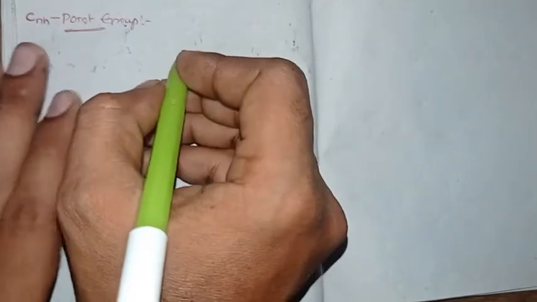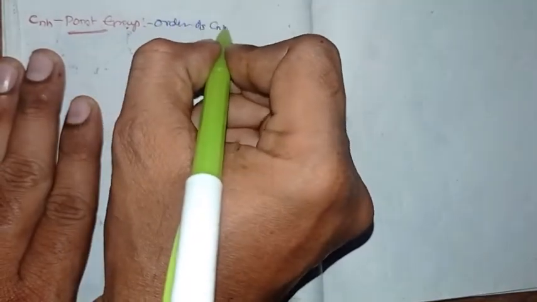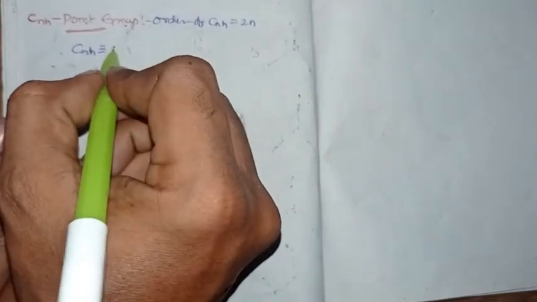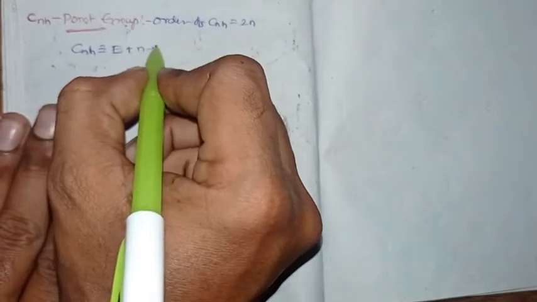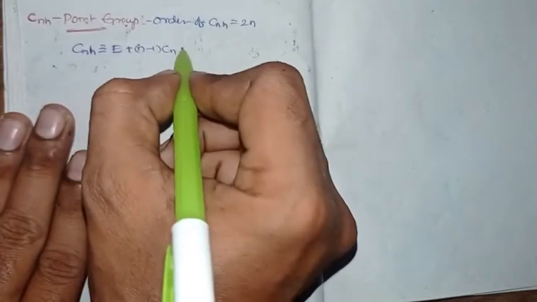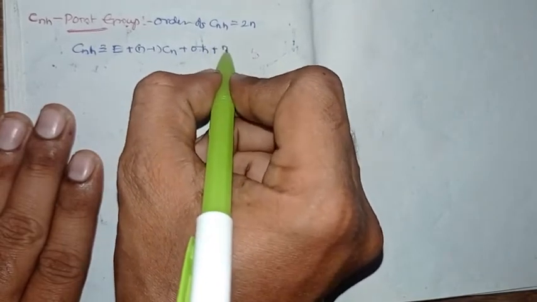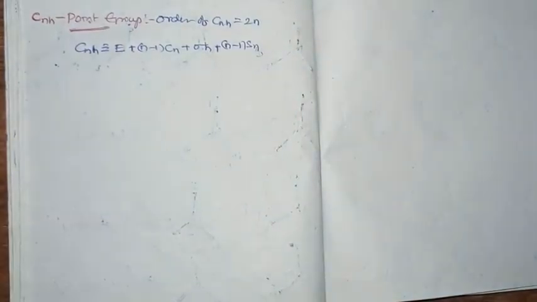Hi everyone, let us discuss today the CnH point group. The order of the CnH point group is 2n elements, where the 2n elements are CnH. It has E, plus (n minus 1) number of Cn, plus sigma h, plus (n minus 1) number of Sn.